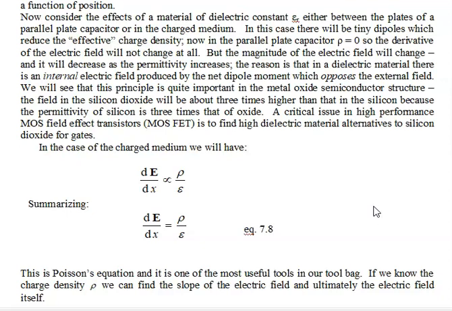Every time you turn on a computer, you have a couple of billion, that's billion with a B, charged dielectrics. So I like to call this Poisson's revenge. Poisson's equation is important, and it's a big deal. And charged dielectrics are a big deal. They're a very big deal.